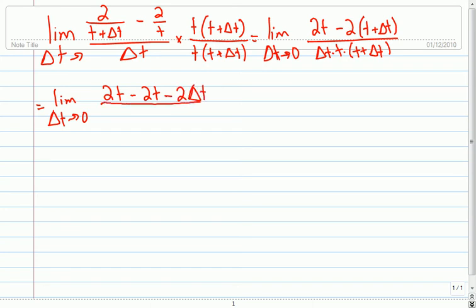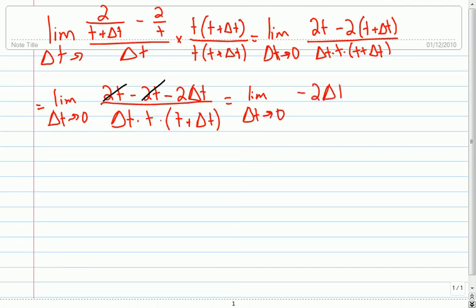And then on the bottom of this, I'm going to have a delta t and a t and t plus delta t. Okay, so these two pieces would cancel each other out, and I would be left with the limit as delta t goes to 0 of negative 2 delta t over delta t times t plus delta t.